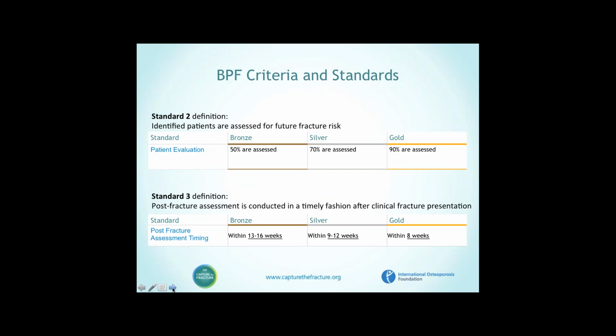The second standard relates to the proportion of patients who are evaluated for future fracture risk, and they're divided into bronze 50%, silver 70%, and gold 90%. The third standard relates to the timing of the assessment, whether it's within 16 weeks, 12 weeks, or within 8 weeks for bronze, silver, and gold.